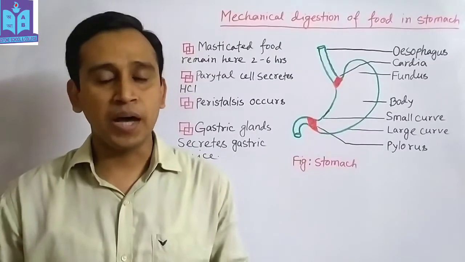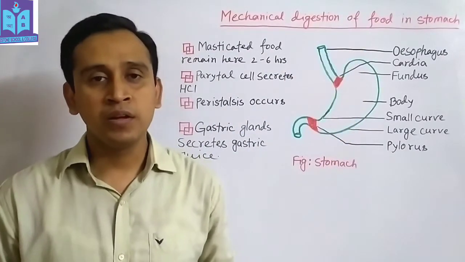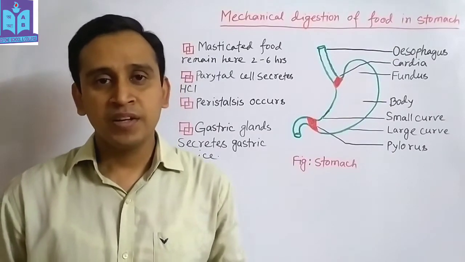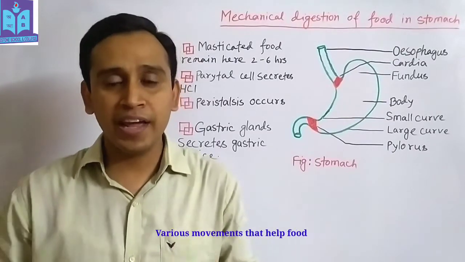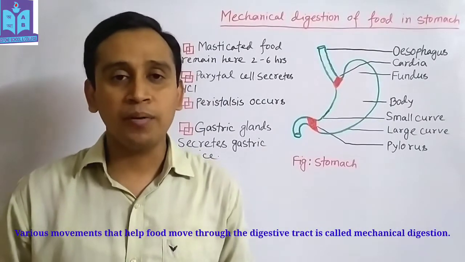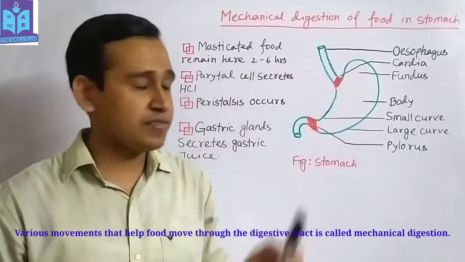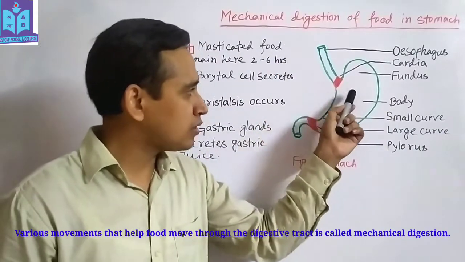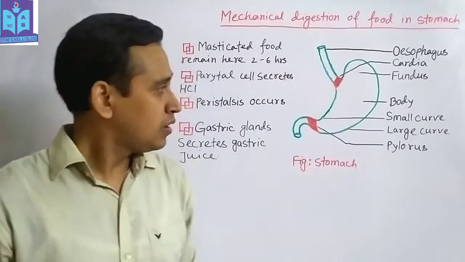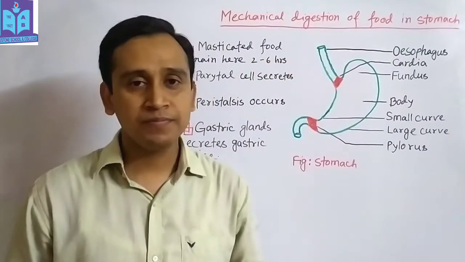Now, the mechanical digestion in stomach. At first, you have to know what is mechanical digestion. The various movements that help food move through the digestive tract is called mechanical digestion. The masticated food materials enter into stomach through esophagus from buccal cavity and remain here 2 to 6 hours.